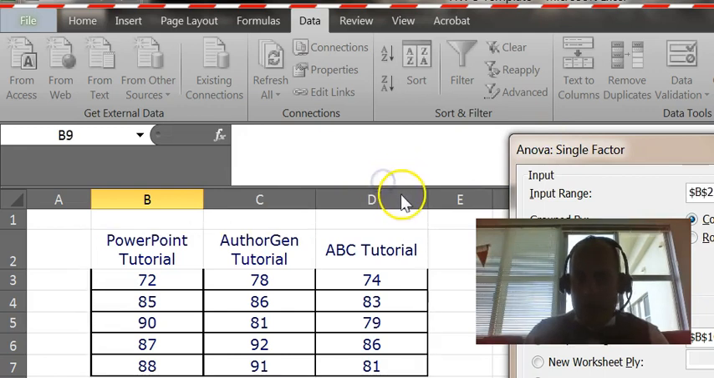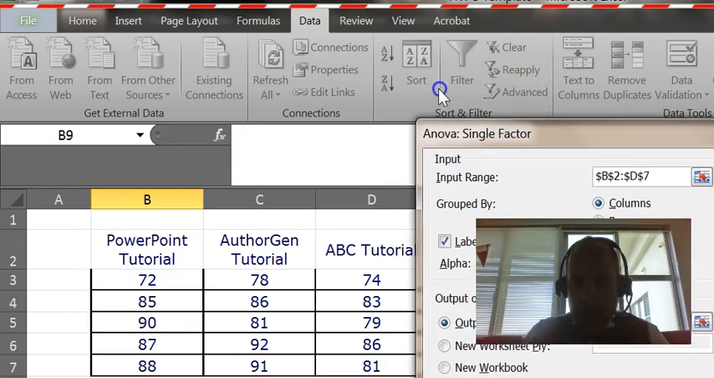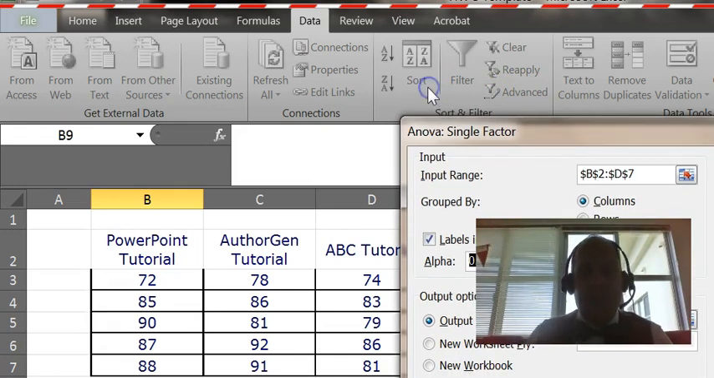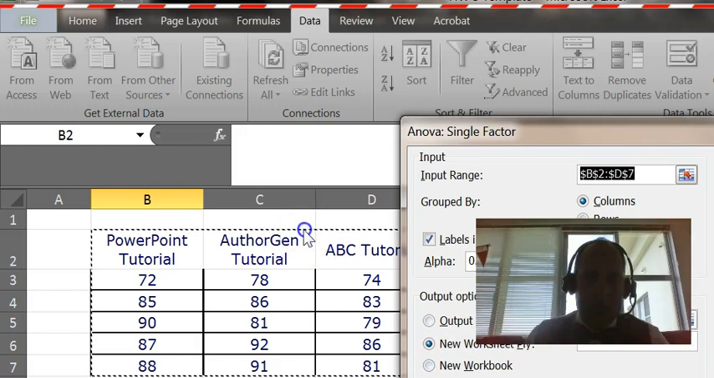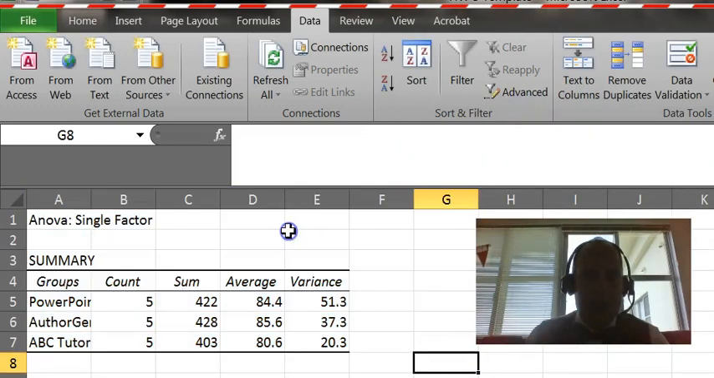Change your alpha here, because even I made this mistake when I first ran this data. I left the default of 0.05 in, and I analyzed it, and I was like, what? But you actually go back, change this to 0.01, and then put the output wherever you want. You can put it into a new worksheet or an existing worksheet. You click OK, and boom, it's done.